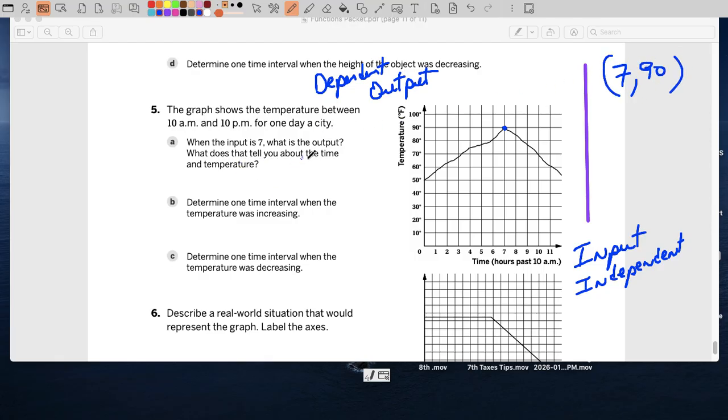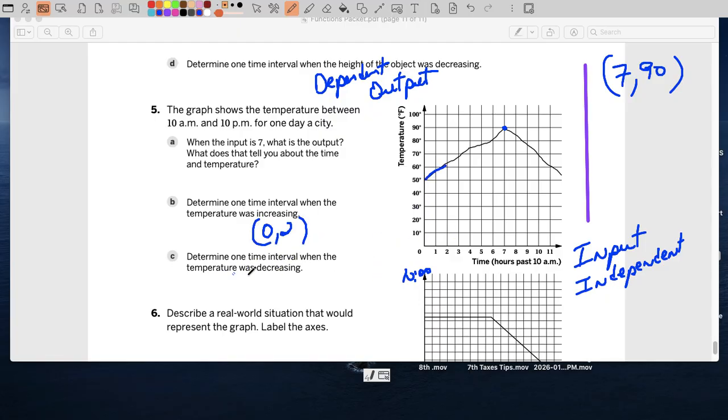What does that tell you about the time and temperature? Well, it tells me that at 7 hours past 10 a.m., which would be 5 p.m., the temperature was 90 degrees. Determine one time interval when the temperature was increasing. So this is 10 a.m., by the way. That's when they start the clock. So anywhere from 10 a.m. to 11, 12, 1 p.m., 2, 3, 4, up to 5 p.m., the temperature has been increasing, right? But that doesn't say about time, so the interval from 0 to 2, right here, it's increasing.